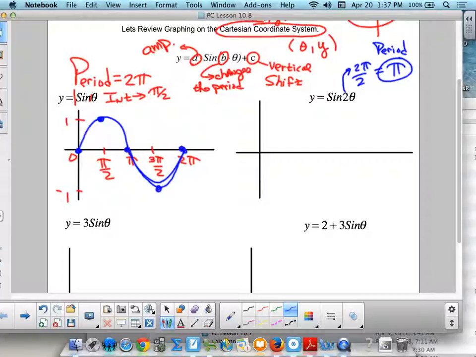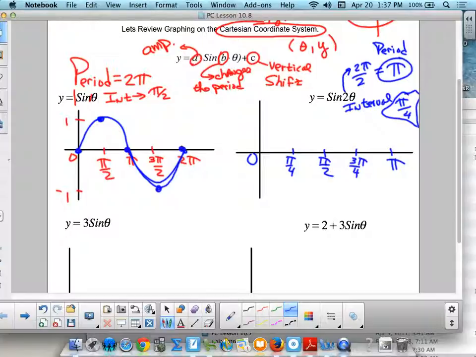Get a period of pi. All you have to do is divide by the coefficient in front of theta. What's the interval in this one? Pi over 4. Yeah, cut it in 4 parts, pi over 4. So you're counting by 1/4 pi, 2/4 pi, 3/4 pi, and 4/4 pi is pi. Put a 0 right here, and here we go.